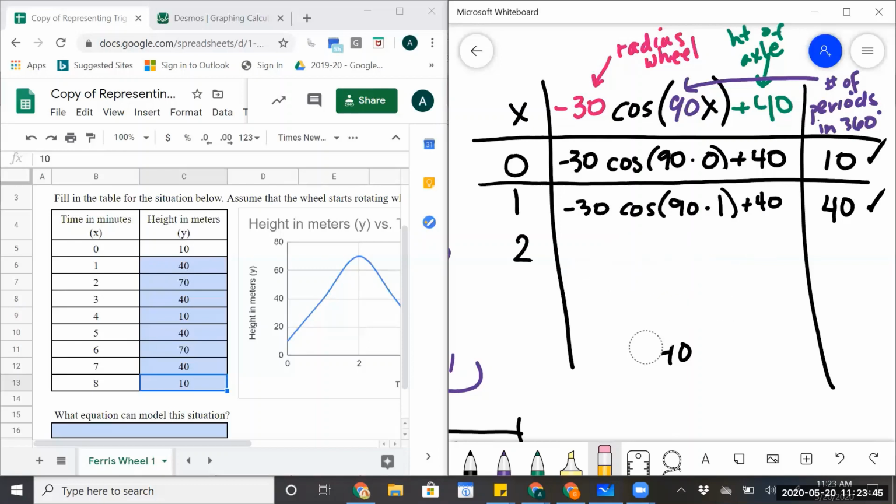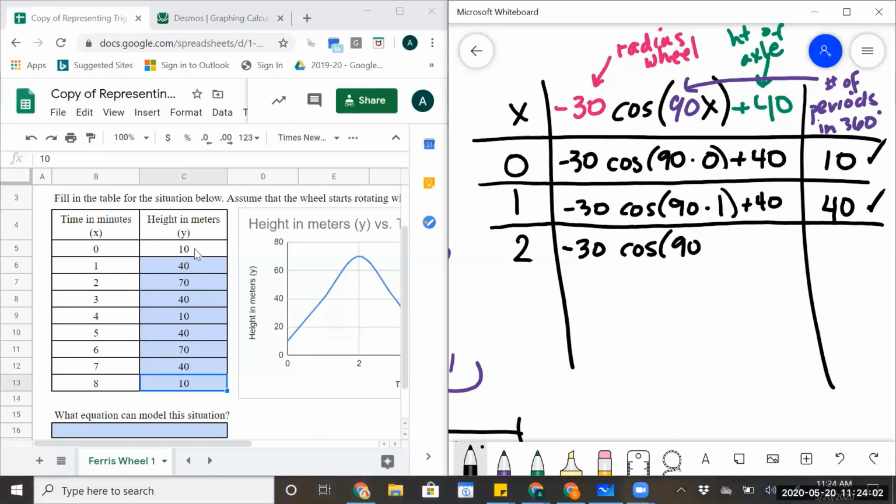All right, so far so good. Let's just test the last one, and I think if our last one checks out for us, I'll feel safe enough to use that equation. Okay, so again, I've got negative 30 cosine 90 times 2 plus 40. Okay, and again, I'm going to take it step by step and simplify.